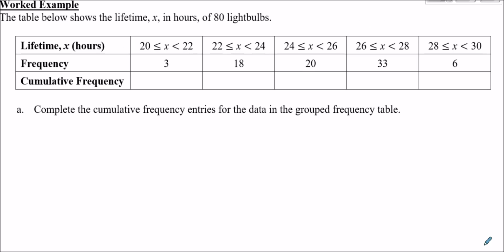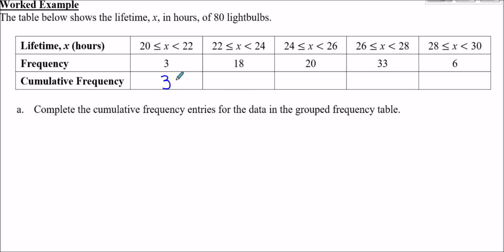So we've got a worked example here about a cumulative frequency diagram. First of all, we've got a table which shows a lifetime in hours of 80 light bulbs. So for part A, we have to complete the cumulative frequency entries for the data in the grouped frequency table. First of all, we need to remember cumulative frequency is simply a running total of the frequencies. So the first cumulative frequency is the same as the first frequency itself. So we begin with 3, so the first cumulative frequency is just 3.